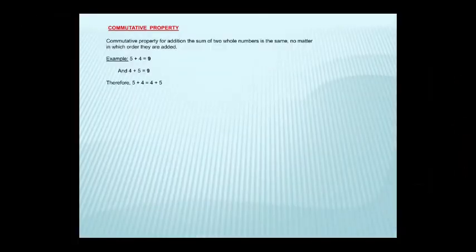Therefore 5 plus 4 equals 4 plus 5. 5 plus 4 equals 9, and 4 plus 5 equals 9. So you can say 5 plus 4 equals 4 plus 5. This shows that we can add whole numbers in any order.